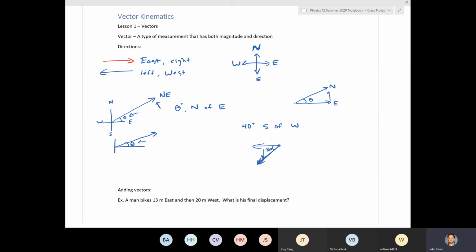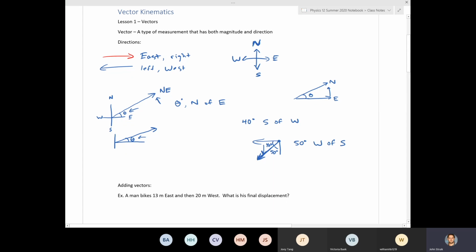The other way of saying 40 degrees south of west would be the exact same thing as 50 degrees west of south. You can rotate from either direction to get the exact same arrow, and it doesn't matter which one you put because it's the same direction. Whether you write 40 degrees south of west or 50 degrees west of south, it's the same direction. So that's what we're working with.